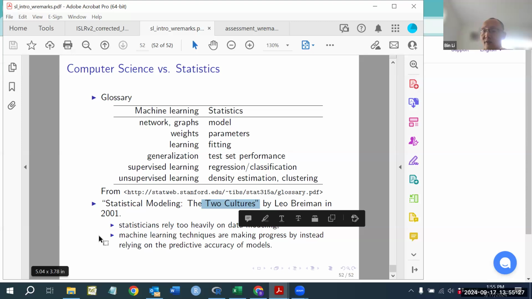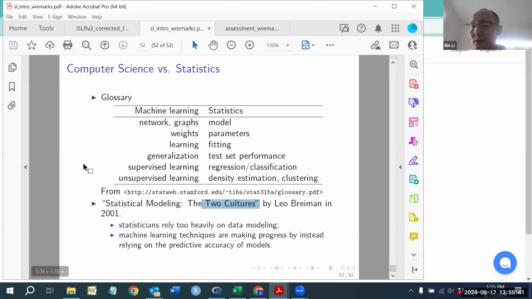That can give you a very good picture of the difference between traditional statistics and machine learning in a non-technical way. Okay. Any questions?